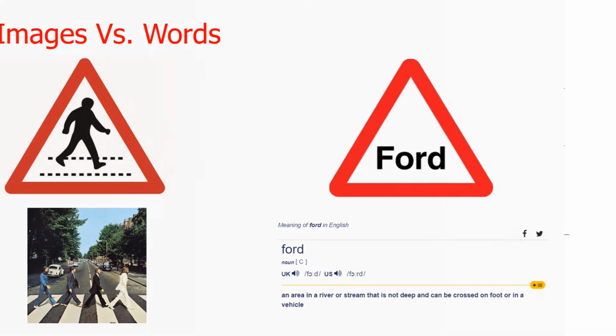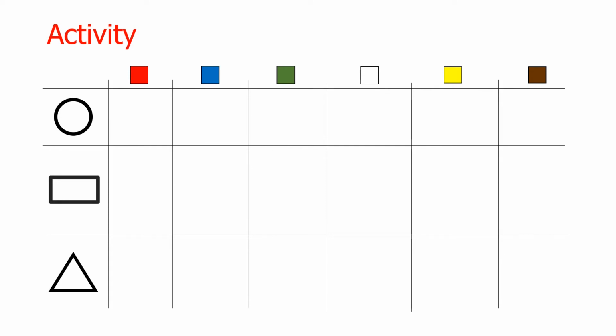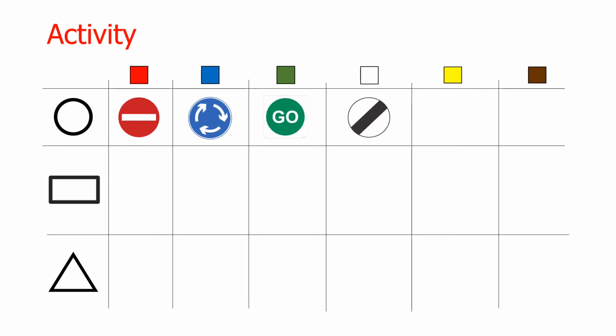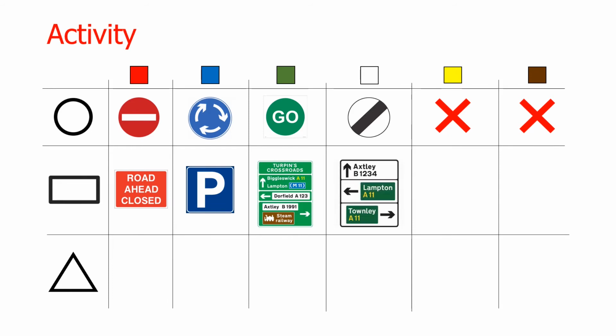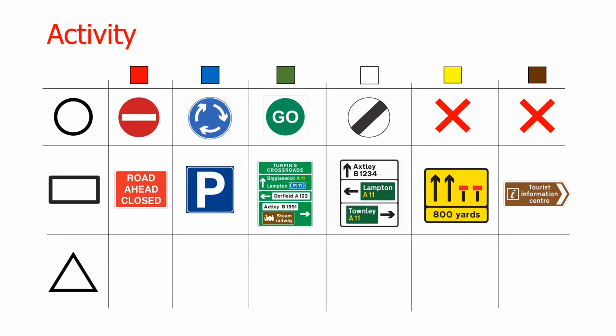So now let's try an activity. For this activity, we're going to try and match the shape to the colour. For example, red circle sign means no entry. Pause the video and give it a go. So some of the signs that I came up with were mini roundabout, go, national speed limit, there is no yellow circle sign, and there is also no brown circle sign. Road closed ahead, parking, A roads, non-primary routes, temporary lane closure, and tourist information.